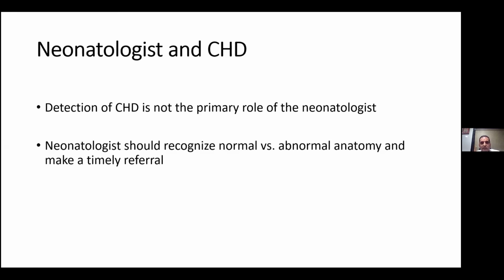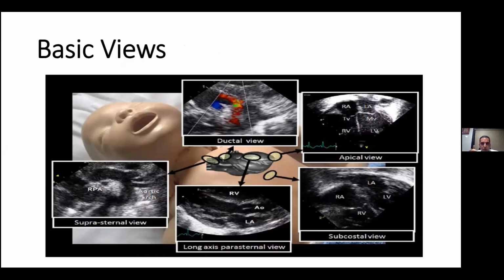Okay, first and foremost thing for the neonatologists, the people who are doing the functional echoes: detection of congenital heart disease is not the primary role of the neonatologist. First you have to recognize what is normal. Only then will you be able to recognize what is abnormal. And if you find anything abnormal anatomically, please consult your pediatric cardiologist. It is very important. So this is a word of caution. So, the basic views we have been talking about.